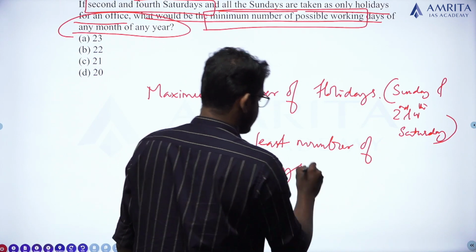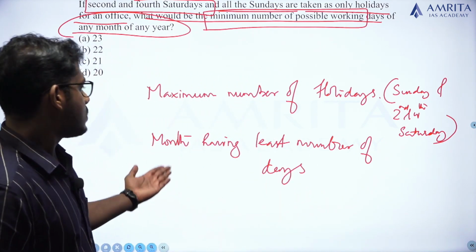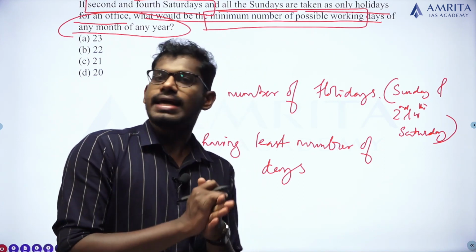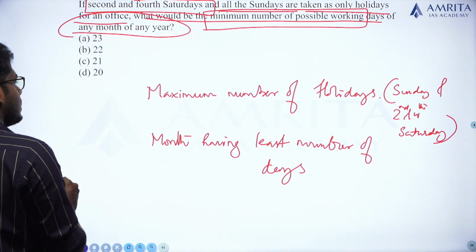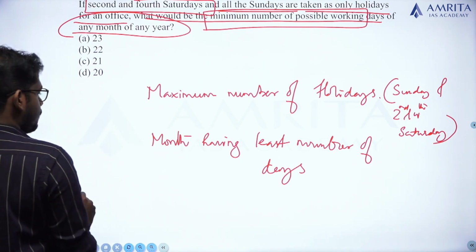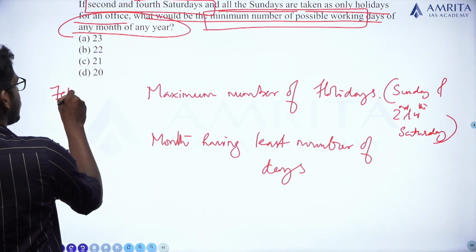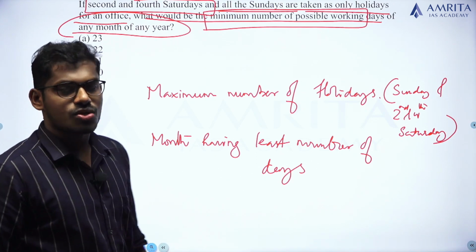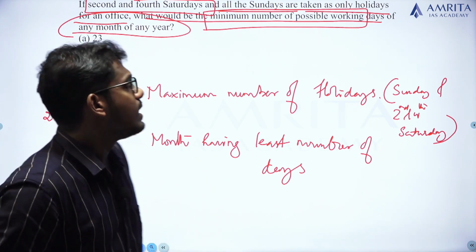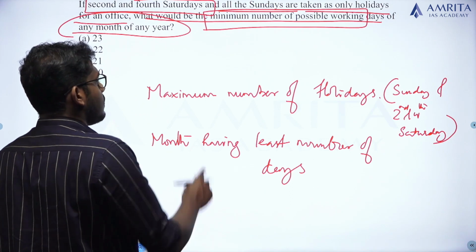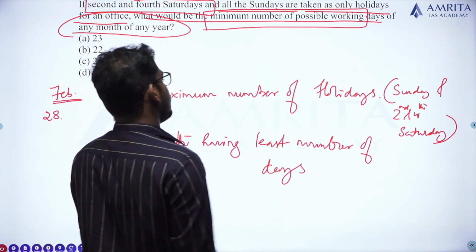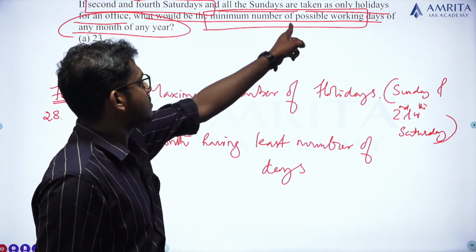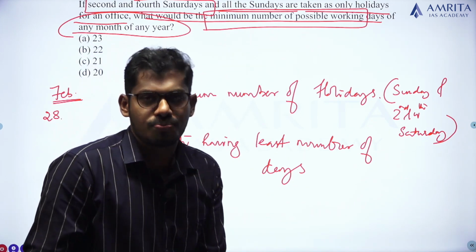Least number of days. Okay, so the month having the least number of days is the month of February in a normal year. A month of February contains how many days? It has 28 days. Clear? The condition is we have to take the maximum number of holidays, since the question asks to find the minimum number of possible working days.